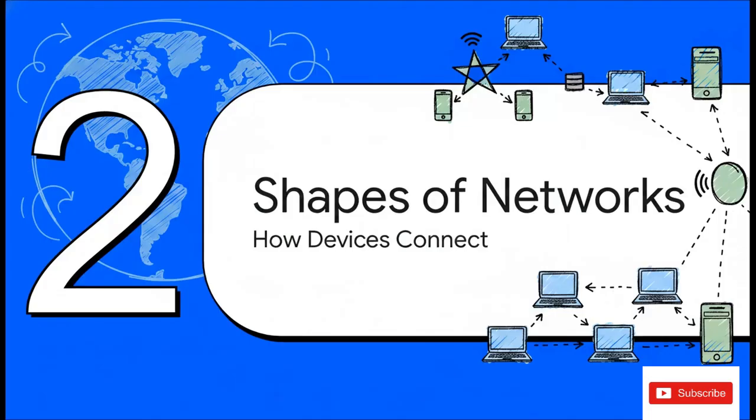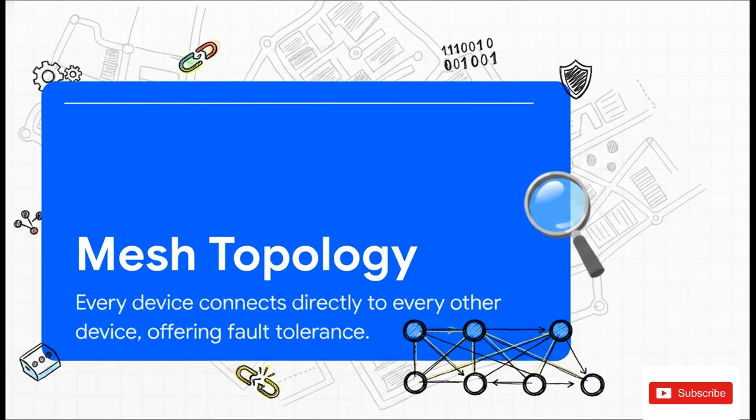Moving on to Section 2, the shapes of networks, or how devices actually connect. Let's zoom in on the physical layout, which network engineers call topology. It helps to think of this exactly like city planning. Now, in a mesh topology, every single device connects directly to every other device.